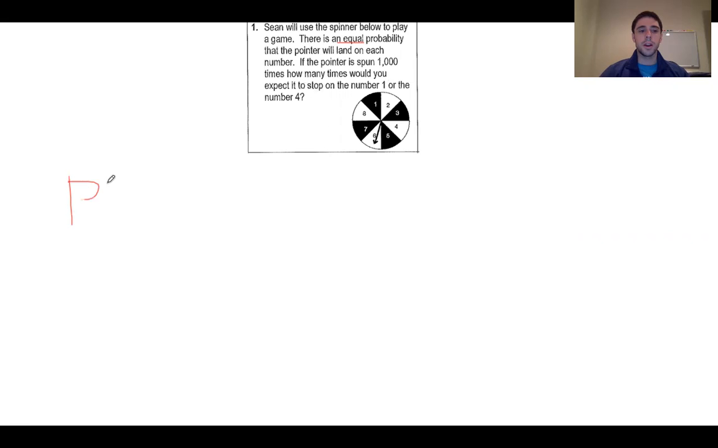So our probability of 1 or 4 is going to be, how many sections of the spinner have either a 1 or a 4 on it? Right, exactly. There's going to be 2 sides that have a 1 or 4 on it. We have this side here and this side here. And there's 8 total sections.